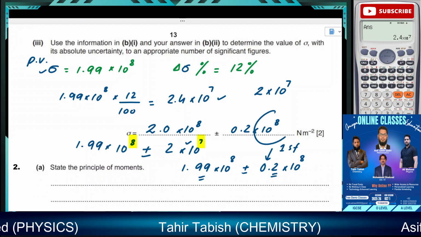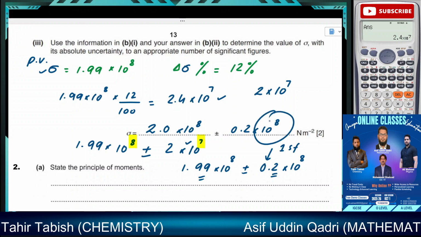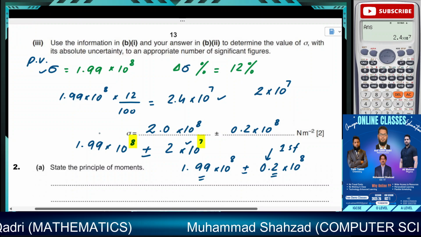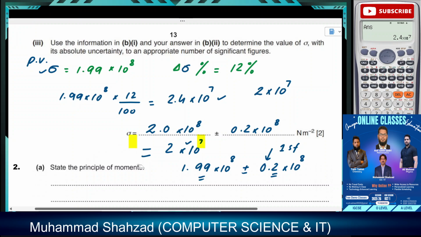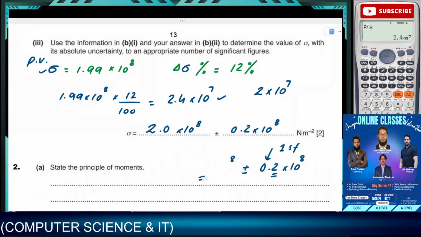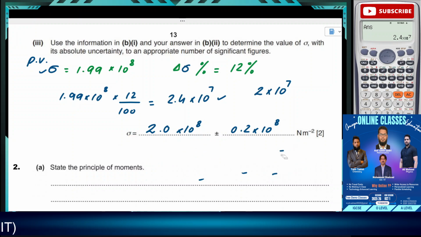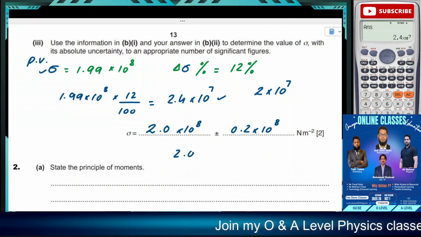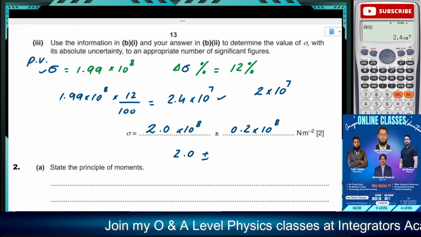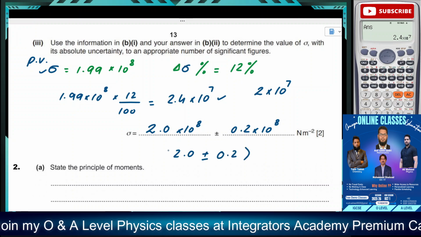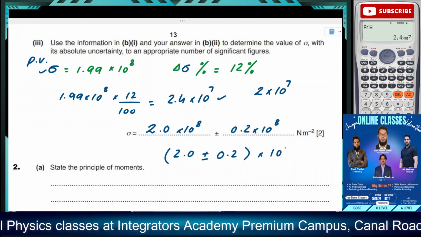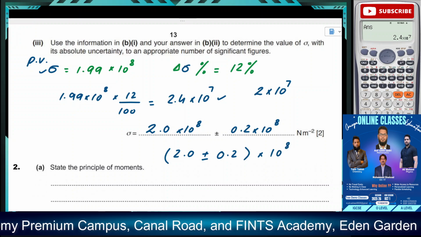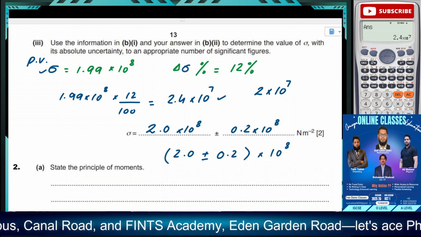Don't forget to write the exponent with the second one as well. Or if you don't want to write it for the second one, you want to write it only once, in that case you can write it this way: 2.0 plus minus 0.2 in brackets, into 10 raised to the power 8. This is the other way you can write the answer to this one.